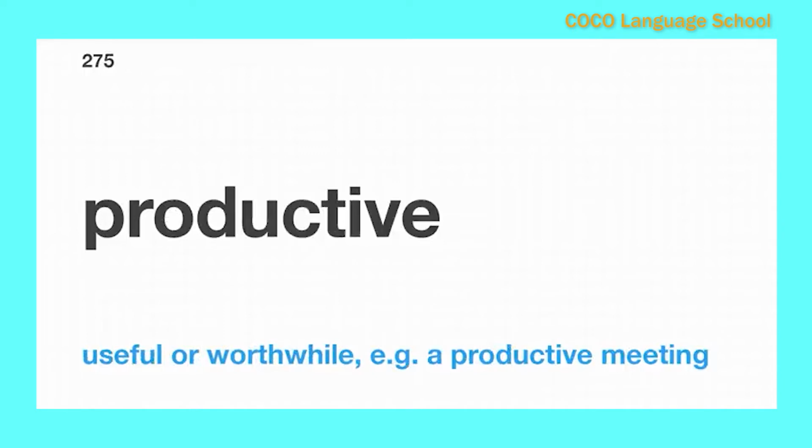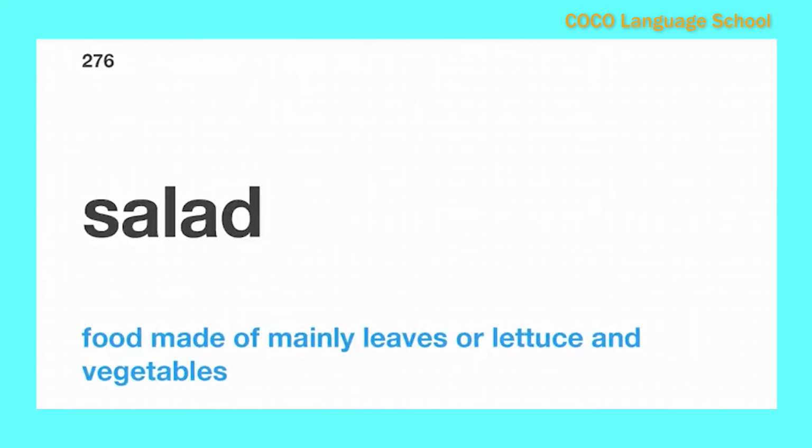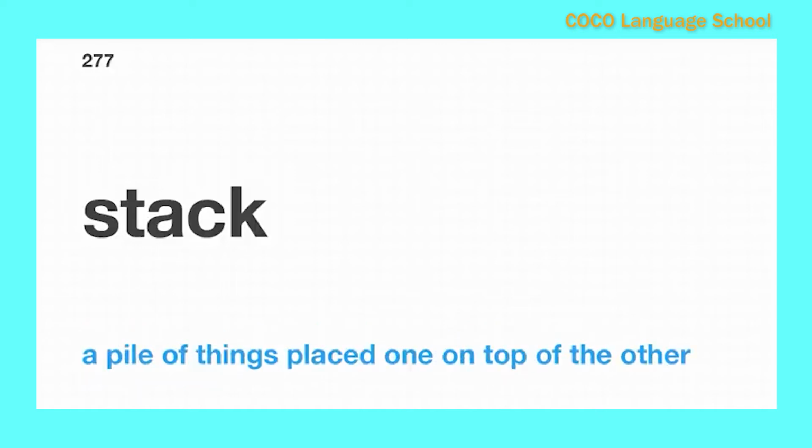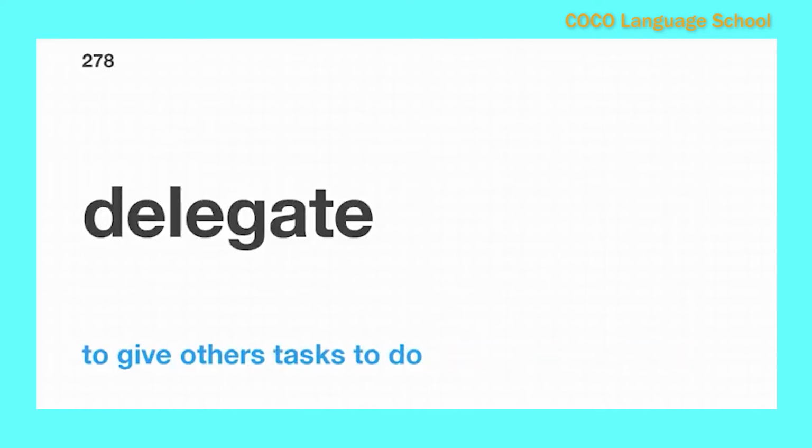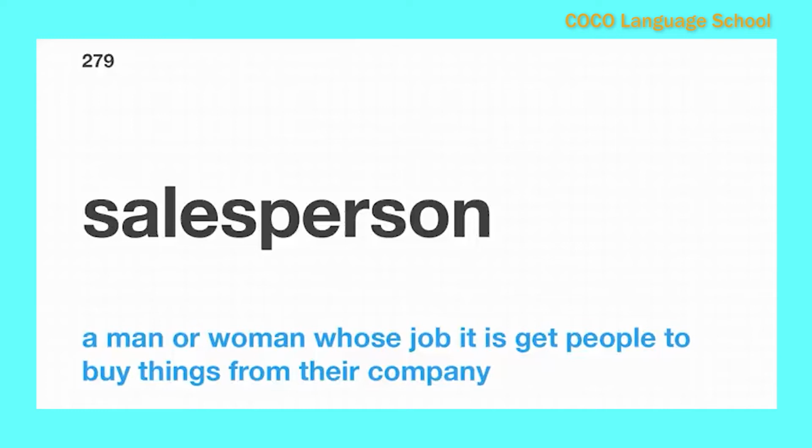Useful or worthwhile, for example a productive meeting. Productive. Food made of mainly leaves or lettuce and vegetables. Salad. A pile of things placed one on top of the other. Stack. To give others tasks to do. Delegate. A man or woman whose job it is to get people to buy things from their company. Salesperson.